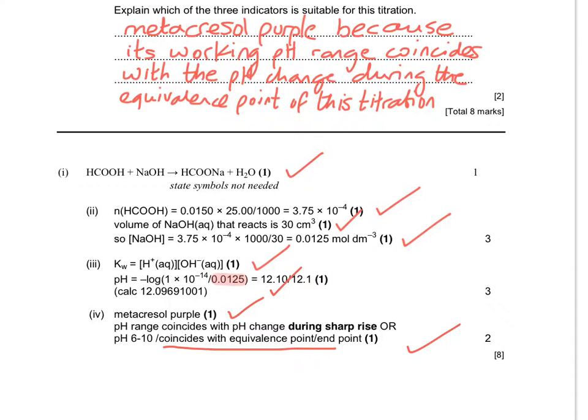So hopefully this has been a fairly useful introduction to the uses of indicators and how they actually work in terms of neutralization, how they actually respond to different working pH ranges, how different acid-base combinations can give you different equivalence points, and how we can plot all of this on a pH curve.